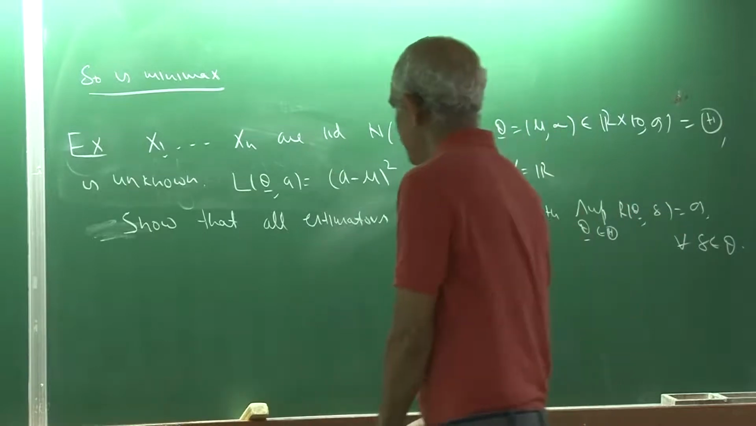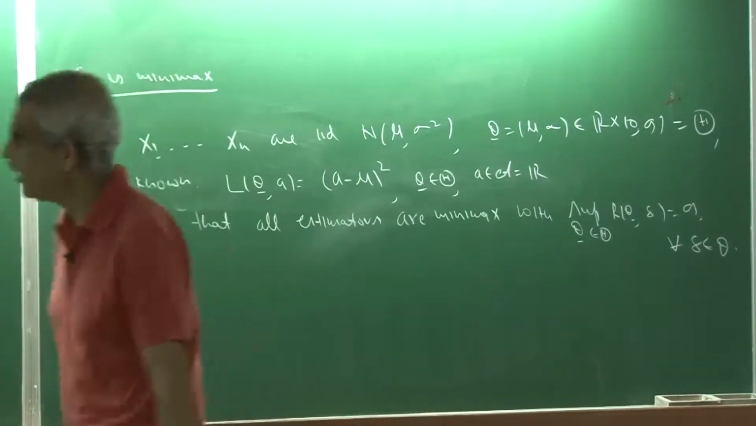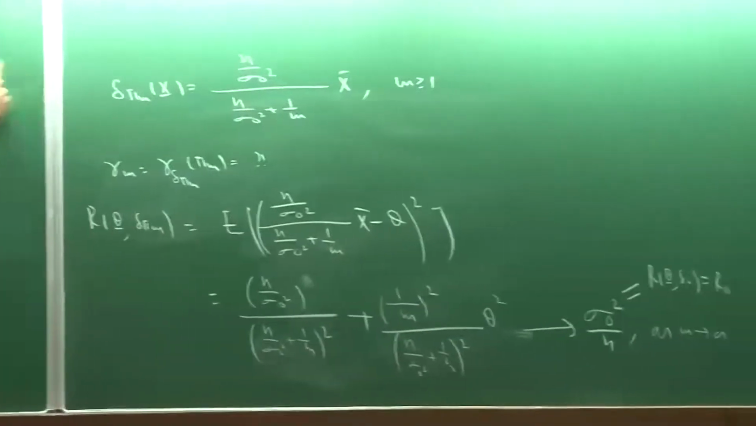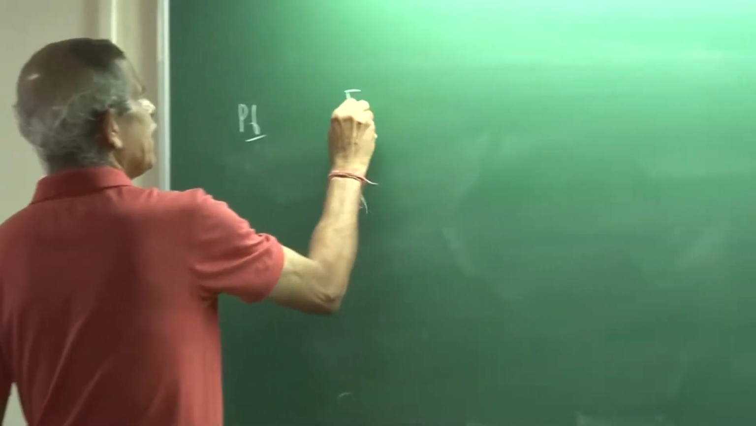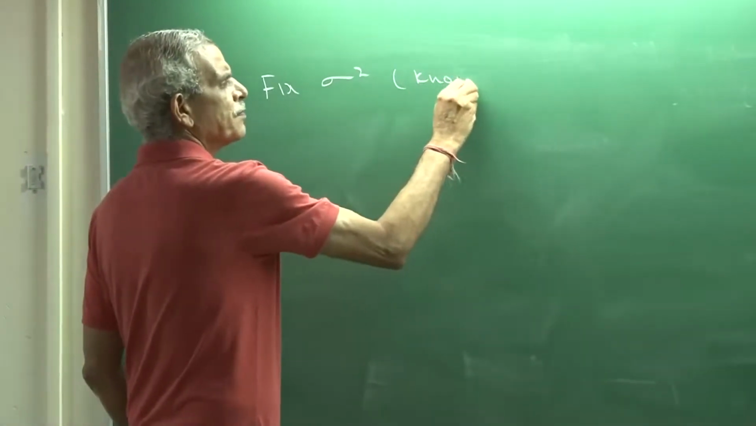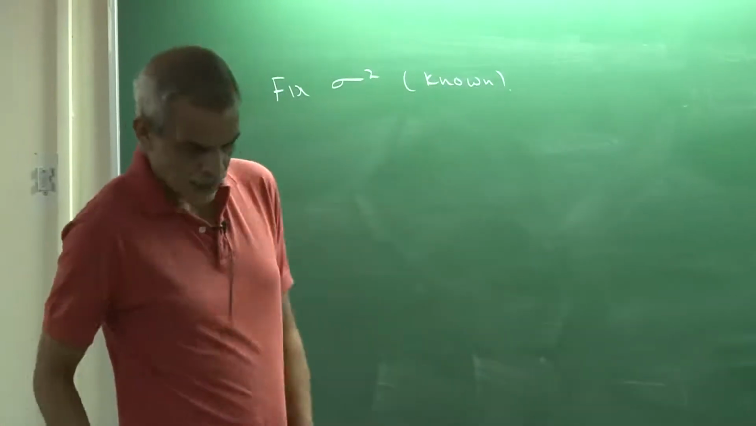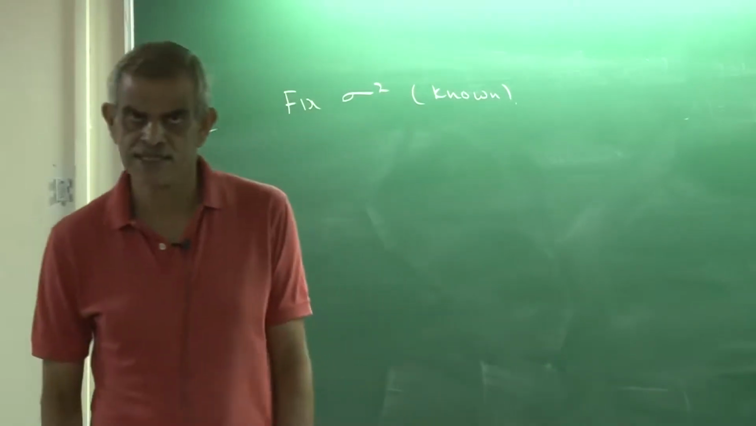The proof is almost straightforward. It follows from the case of known sigma square. So now first I fix sigma square. Now if my sigma square is fixed, then I know that my x bar is minimax.